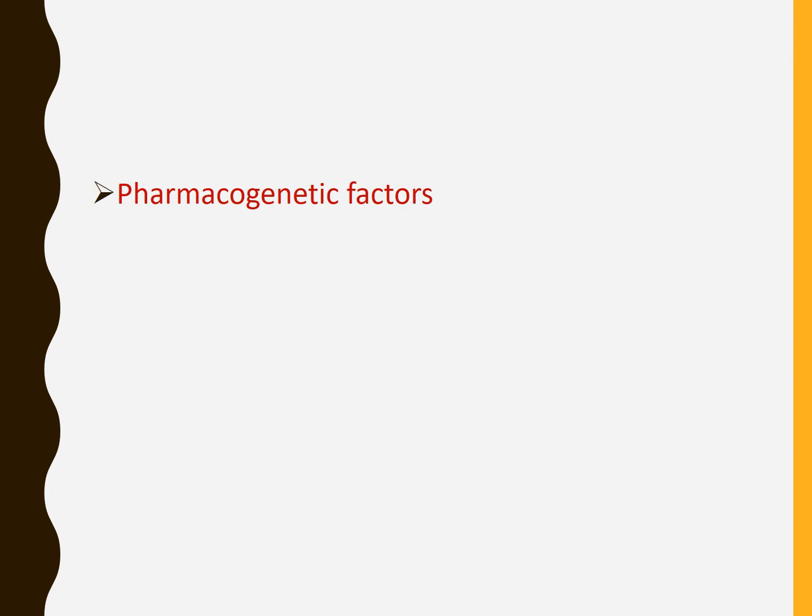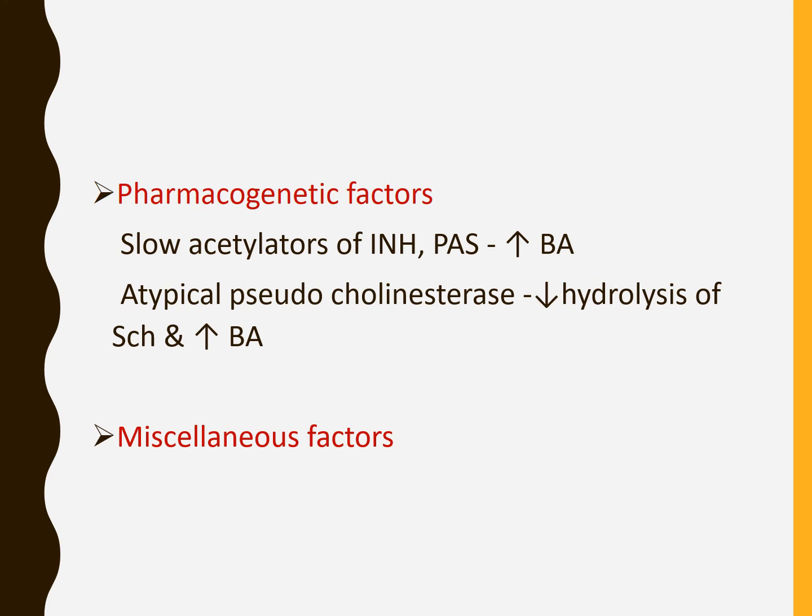Then pharmacogenetic factors. Pharmacogenetics means there is some genetic relation with some pharmacological actions. During metabolism there are different steps. One of the important steps is acetylation, and important drugs like isoniazid, PAS are all metabolized by acetylation. Isoniazid is an important drug used in tuberculosis. Some people will be slow acetylators. That means it has an increased bioavailability. So the drug will be slowly metabolized in the body, and the drug will be there in our body for so much time and the absorption will be increased.